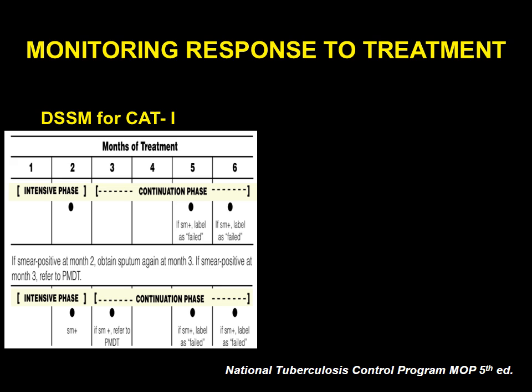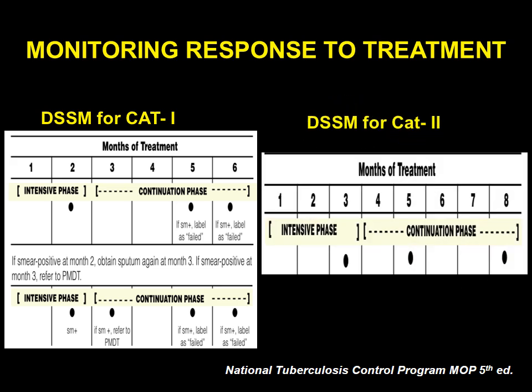For Category 2, repeat DSSM at month 3, then on month 5, and at the end of treatment. If smear positive, refer to PMDT. For extrapulmonary TB and for pulmonary TB patients whose DSSM was not done, treatment response will be assessed clinically: weight gain, resolution of symptoms, and if the patient does not show clinical improvement, reclassify as treatment failure.